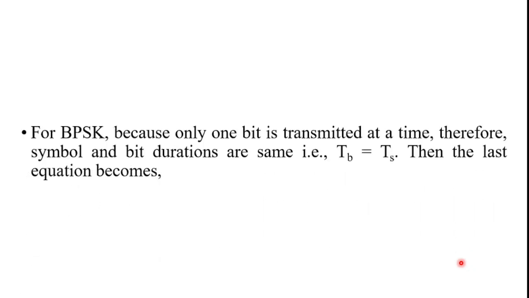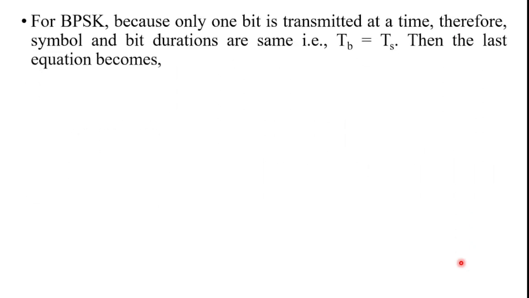For binary phase shift keying, because only one bit is transmitted at a time, the symbol and bit durations are the same, which means Tb is equal to Ts. Ts is the symbol duration and Tb is the bit duration. So in binary phase shift keying, it transmits only one bit at a time, and therefore Ts is equal to Tb.